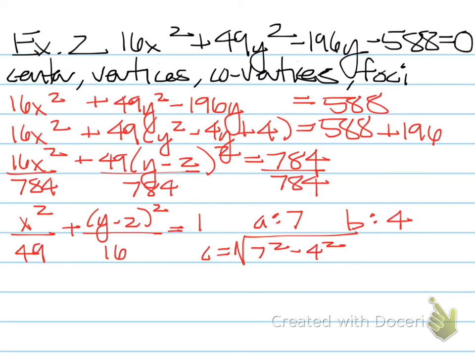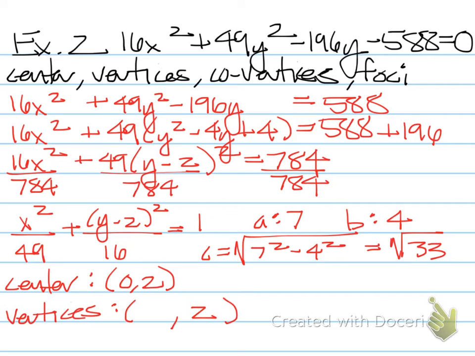So c is going to be the square root of a squared minus b squared, so 7 squared minus 4 squared, which is the square root of 33. So the center, according to the equation, would be at 0, 2. For the vertices, we're going to add and subtract a to the x-coordinate of the center, and for the co-vertices, we're going to add and subtract 4 to the y-coordinate.